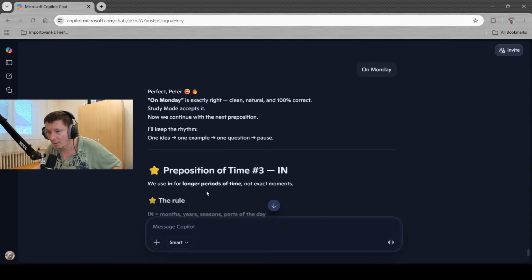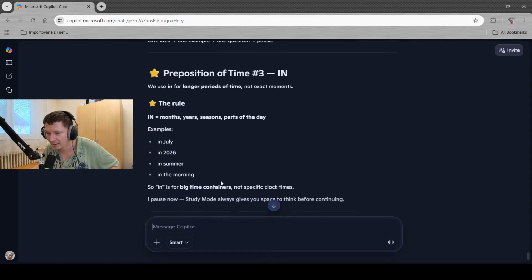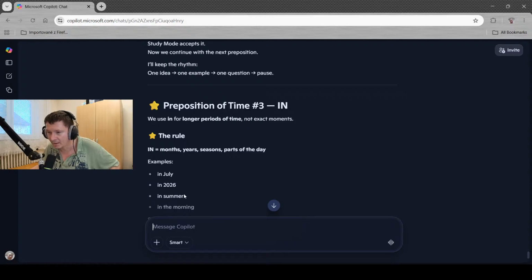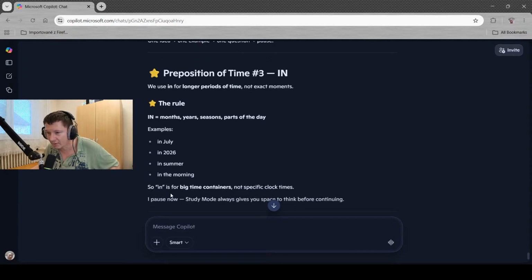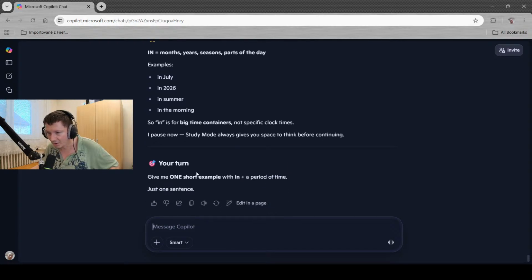We use in for longer periods of time, not exact moments, only longer periods of time. The rule: in months, years, seasons, parts of the day. Examples: in July, in 2026, in summer, in the morning. So in is for big time containers, not specific clock times. I pause now. Study mode always gives you space to think before continuing. Your turn. Give me one short example with in.